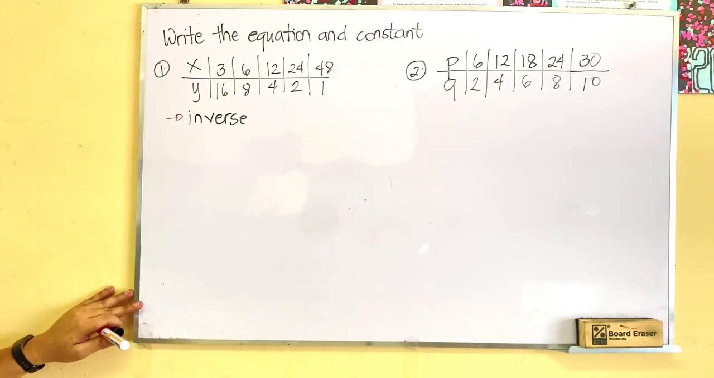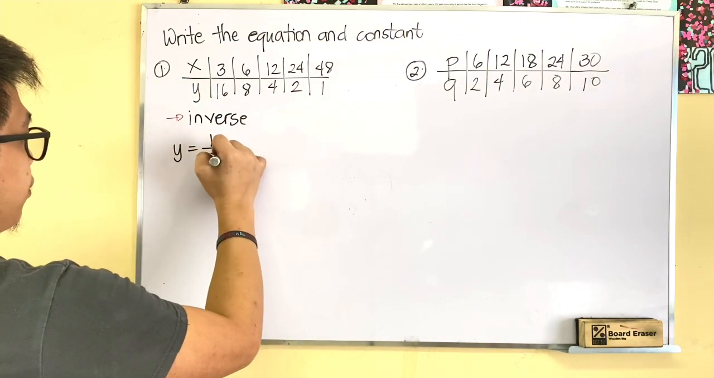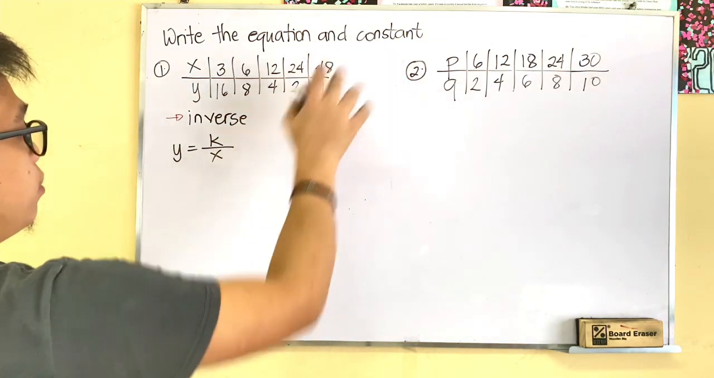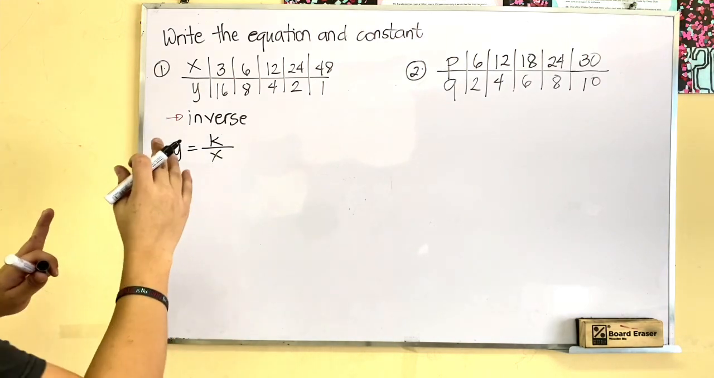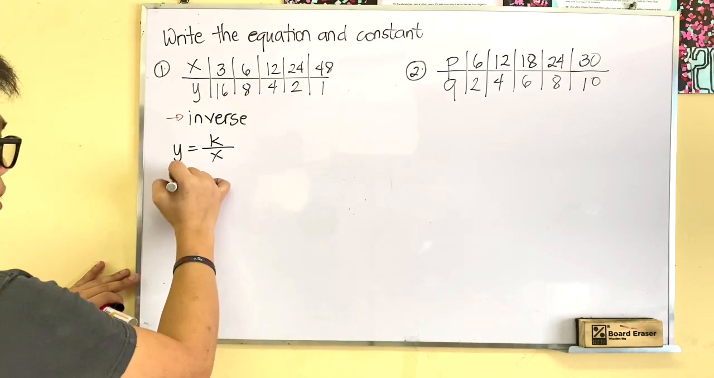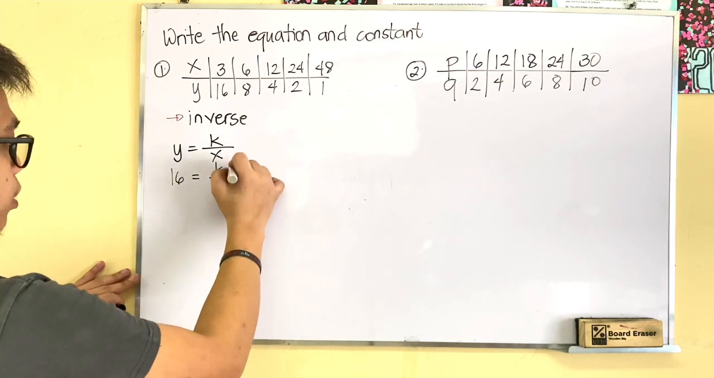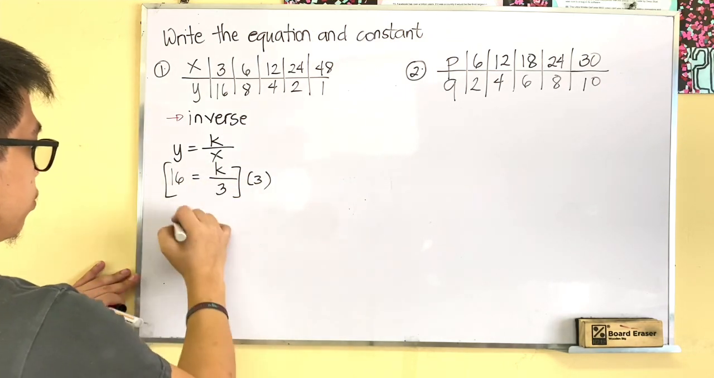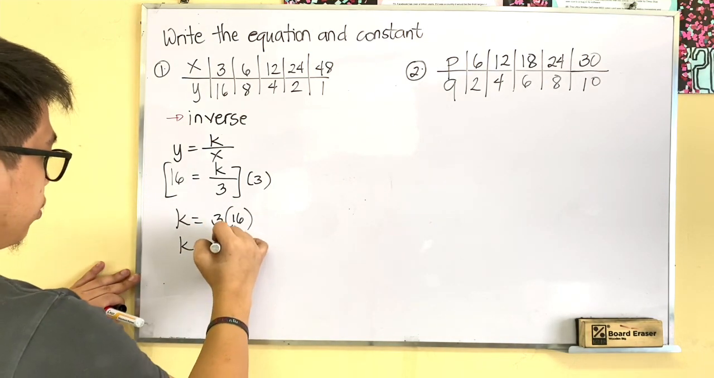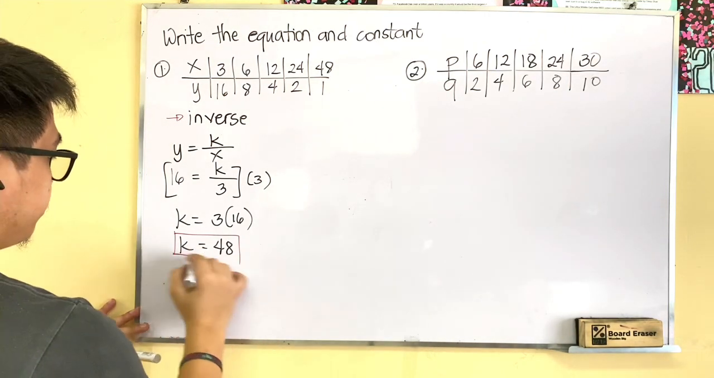And what is the standard form of an inverse variation? So y is equal to k over x. So how will we find now the value of k or the constant? So we need to just substitute the values of y and the x. So dito, try natin. 16 is equal to k all over x, which is 3. So multiplying both sides by 3, so k is equal to 3 times 16, or k is equal to 48. So therefore, our k is 48.